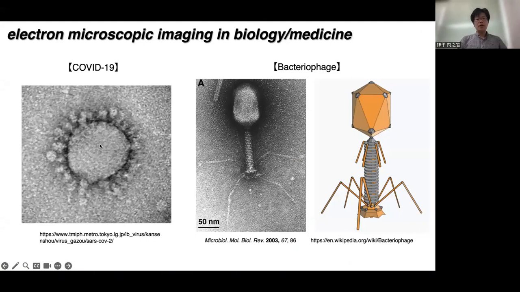And also, as I mentioned, optical microscope can't provide the information of the structure of virus. However, using electron microscopic imaging, we can also observe the structure of virus. This is the structure of COVID-19. And as you can see, there are many spike structures like this. Because this type of virus is like a crown, this type is named as corona.